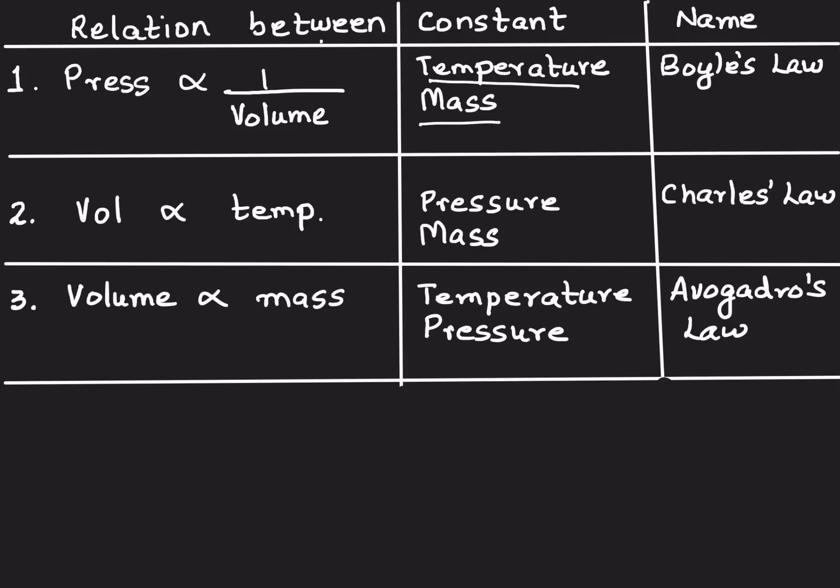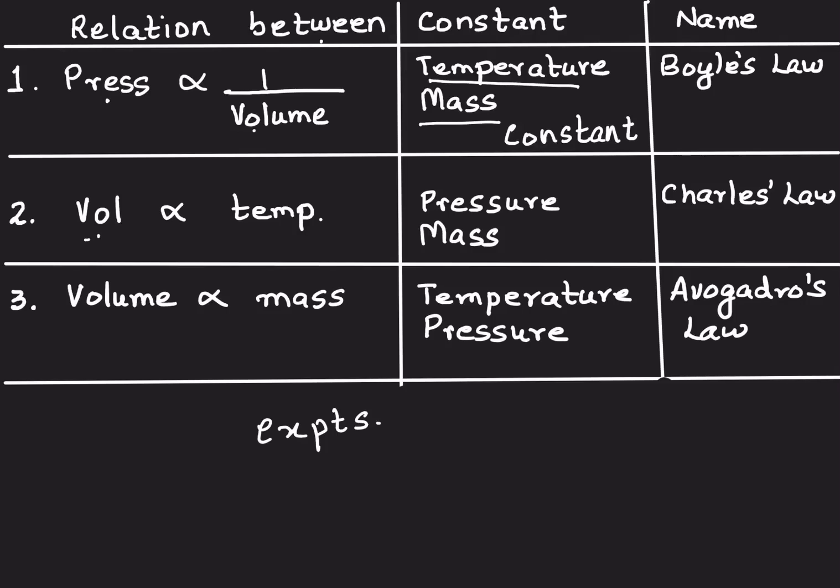That means during the entire set of observations or experiments that were done in order to determine the relationship between pressure and volume, the temperature and the mass were kept constant. We took a fixed mass of the gas and kept the temperature constant. And it is called Boyle's law.